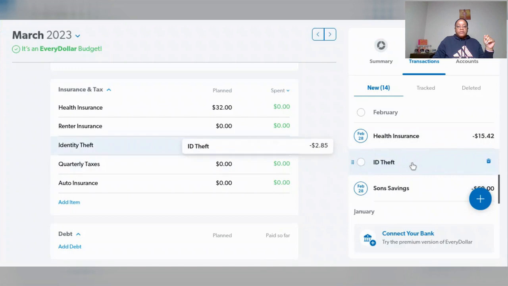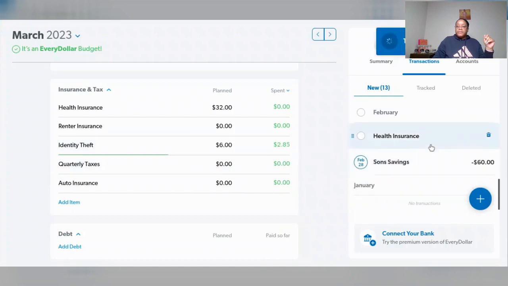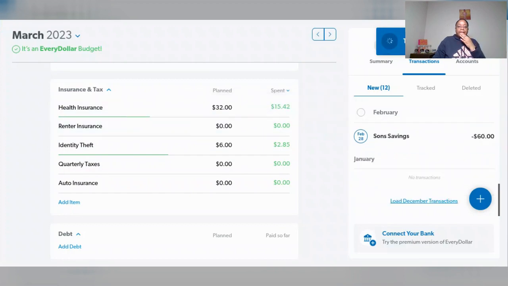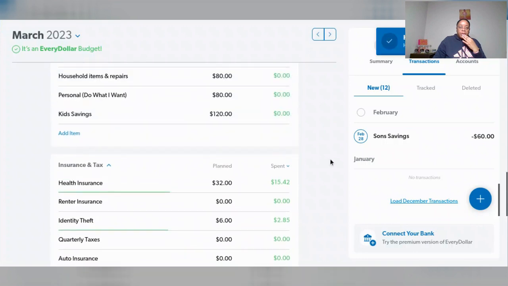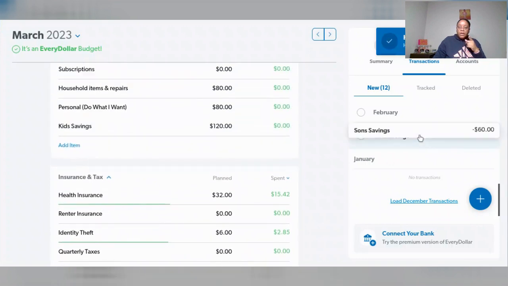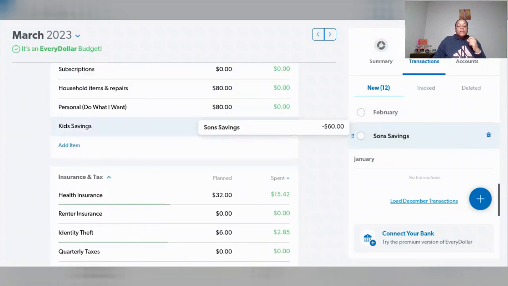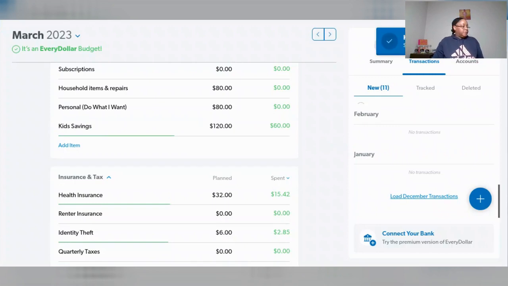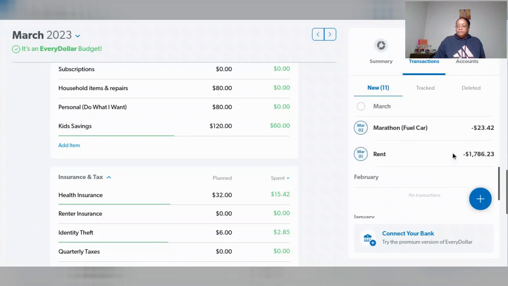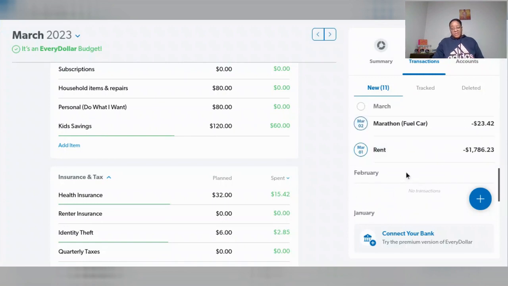Identity theft. Let's see if we can put this in the right bucket. And then my health insurance, which I need to contact the rental company about my renter's insurance. So that's another note I need to make for myself. There. So now that empties out February, so I don't have to worry about all that.